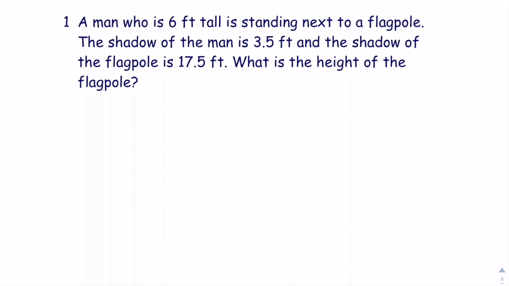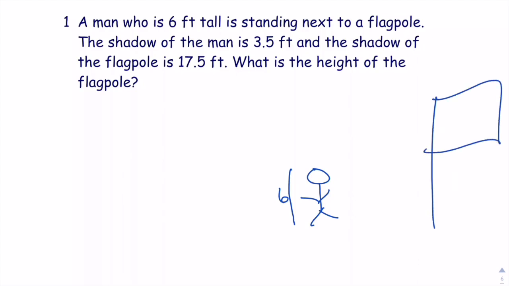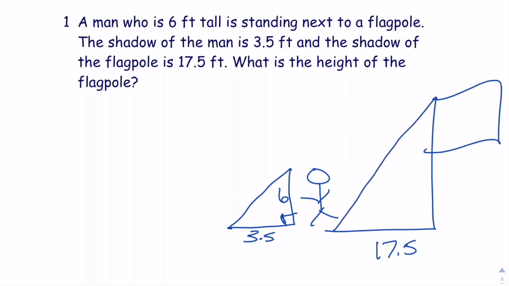Sometimes a picture may not be given for us within the story problem, so we sometimes have to draw a picture to help us picture those two similar figures. It says a man who is 6 foot tall. So I'm going to draw my man here who's 6 foot tall. He's standing next to a flagpole, so here's my flagpole. The shadow of the man is 3.5 feet, so its shadow right here is 3.5, so I've created that right triangle. And the shadow of the flagpole is 17.5 feet. Same thing, that shadow and flagpole have now created a right triangle. What is the height of the flagpole? So here's my h, my height.